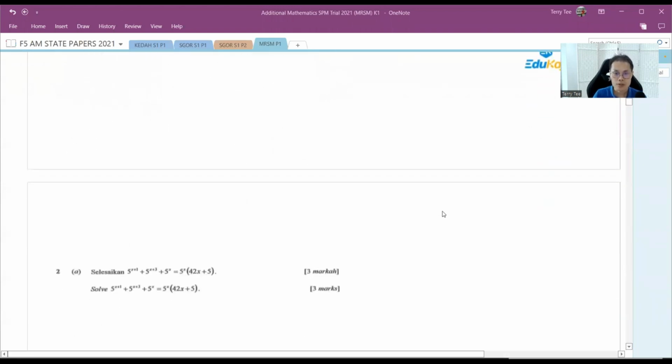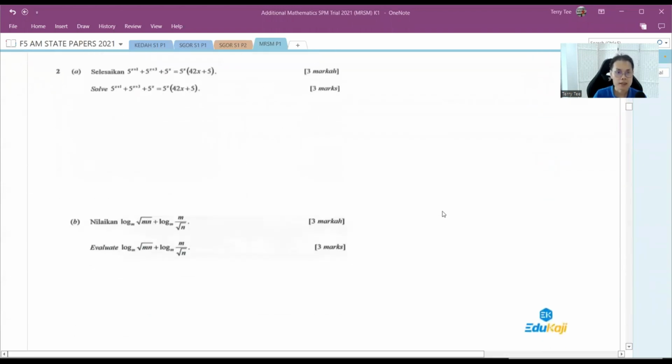Okay, let's move on to question number 2. The first part is solving this initial equation. For me, I would break this up first, because this is 5 power x plus 1. We can break it up to 5 power x times 5 power 1. Remember, a power m plus n is a power m times a power n. So when you break it up, it's 5 power x times 5 power 1, and this is 5 power x times 5 power 3.